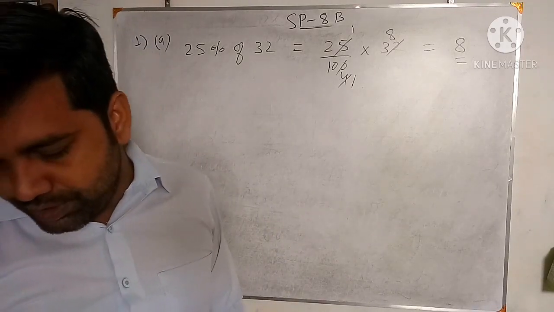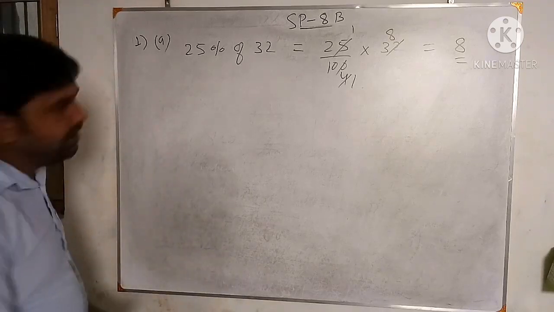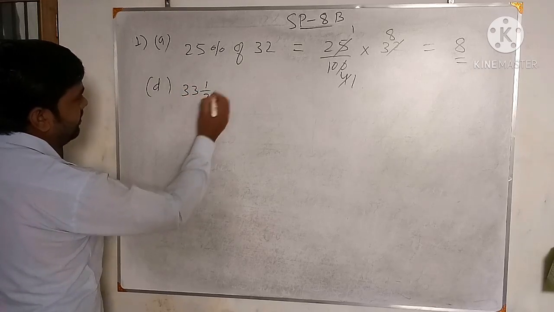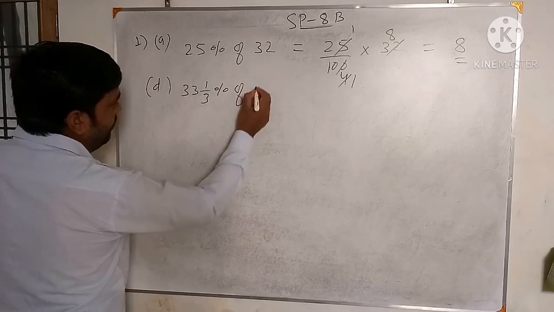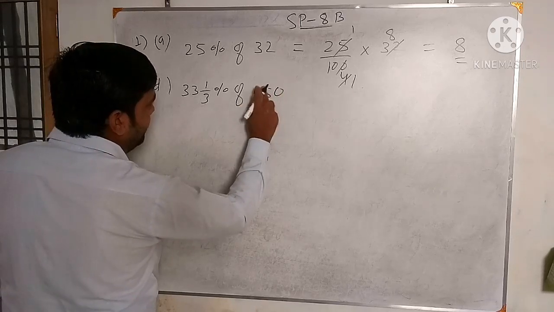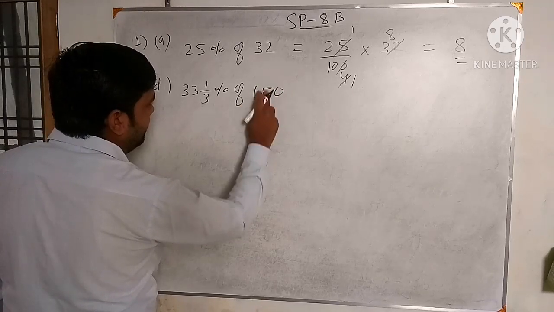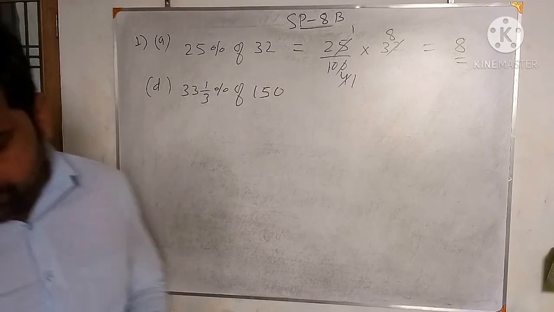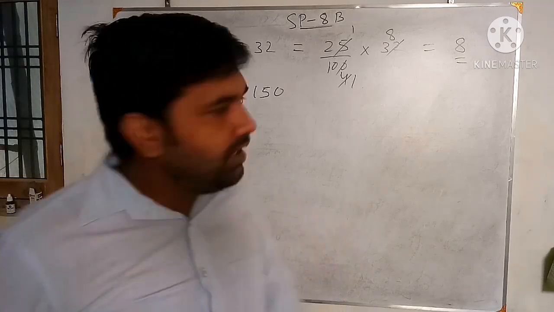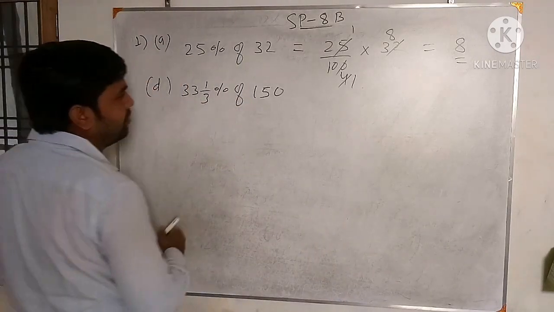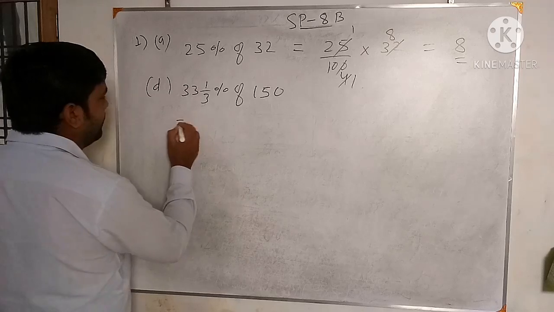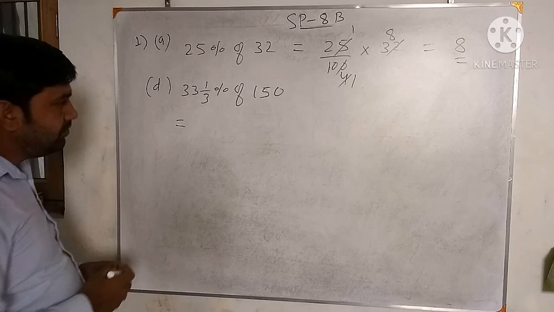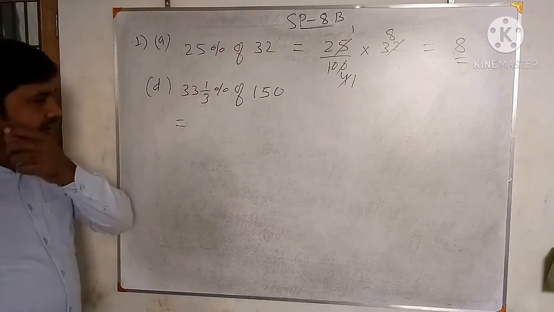Now I am going to do question number D, 33 1 by 3% of 150. Again, first we convert this into an improper fraction.